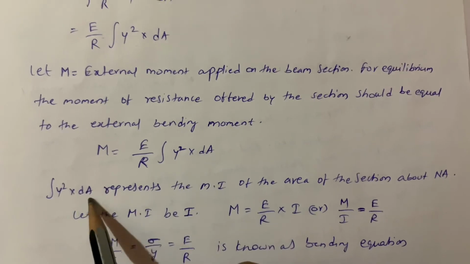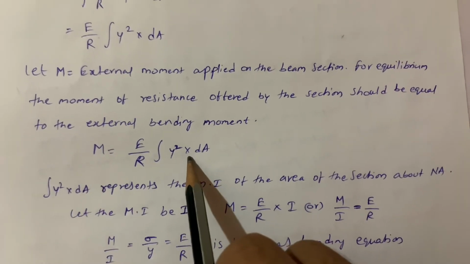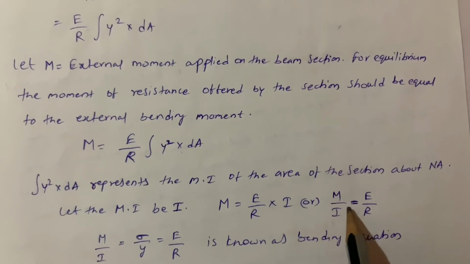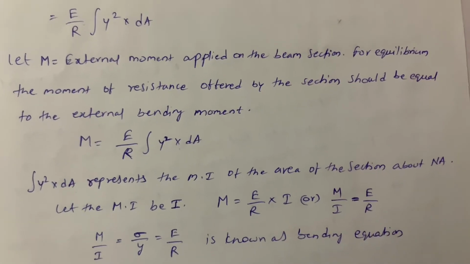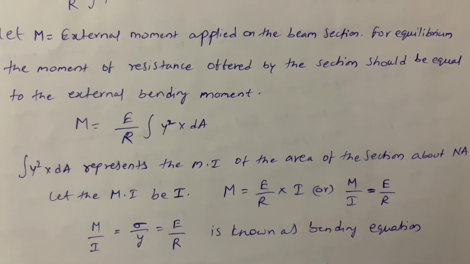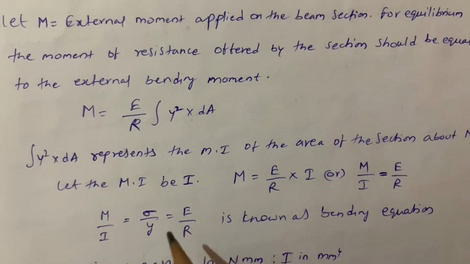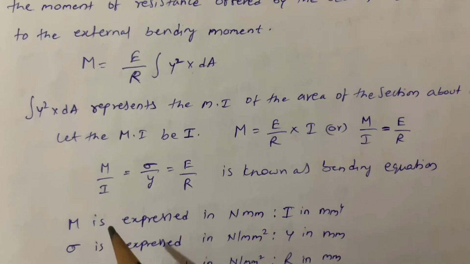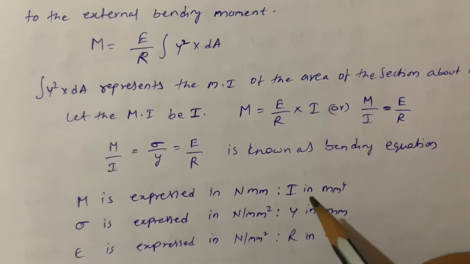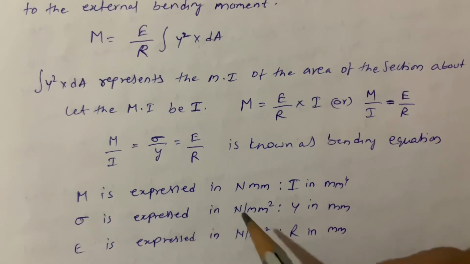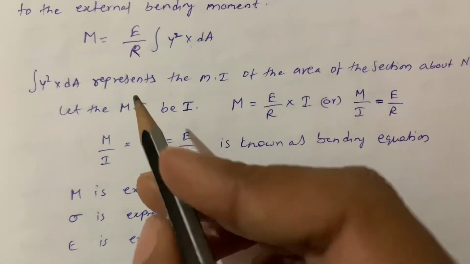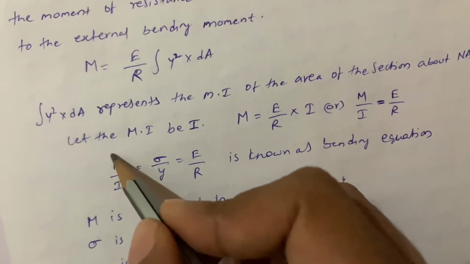This integral Y square dA represents the moment of inertia of the section, so we represent it as I. So M by I equals E by R. Ultimately our bending equation is M by I equals sigma by Y equals E by R. M is expressed in Newton mm, sigma is expressed in Newton per mm square, and E is expressed in Newton per mm square. This is a very important equation in strength of materials.